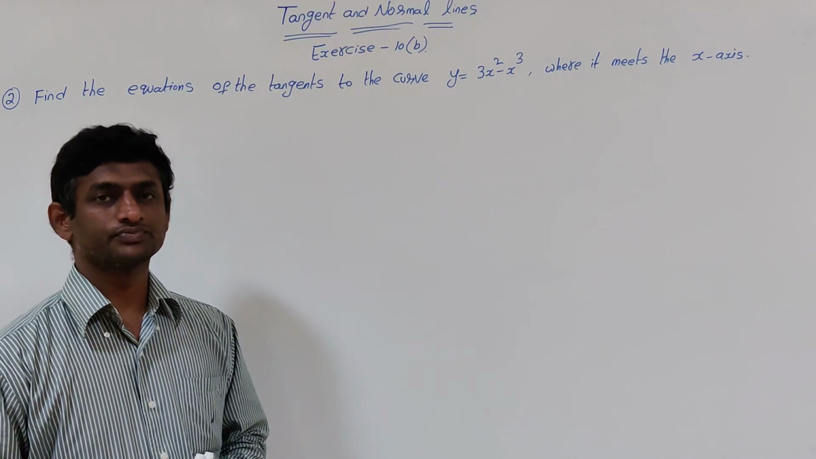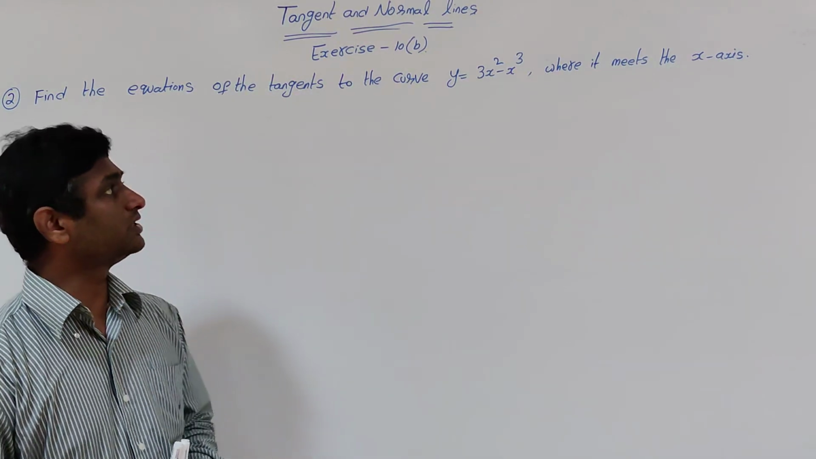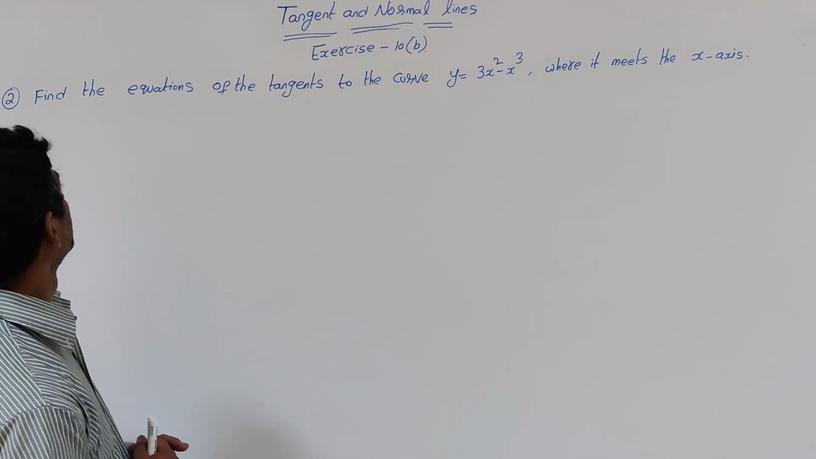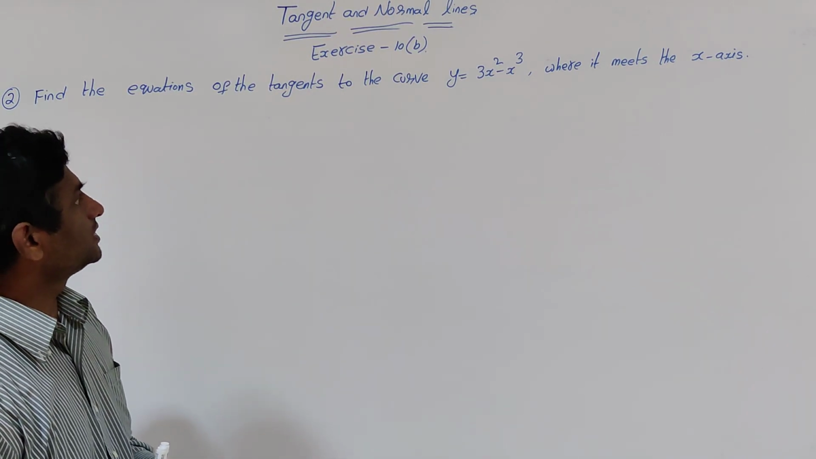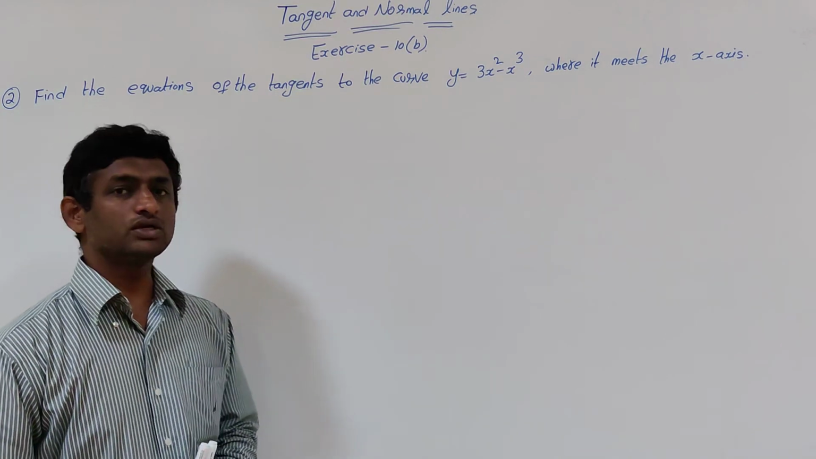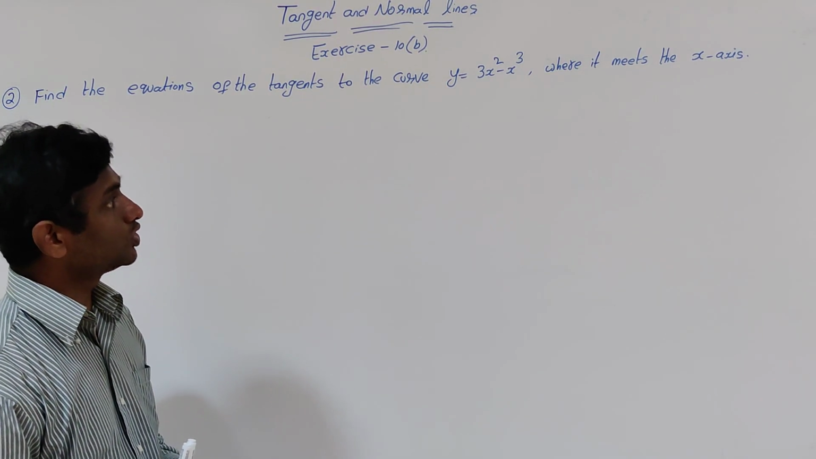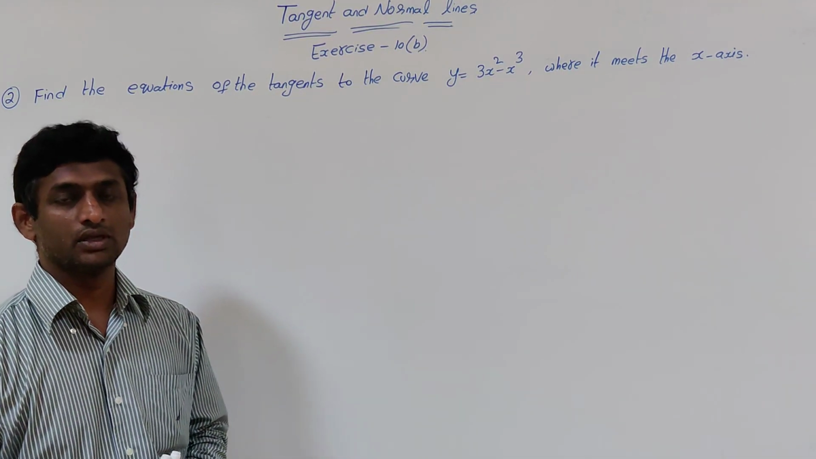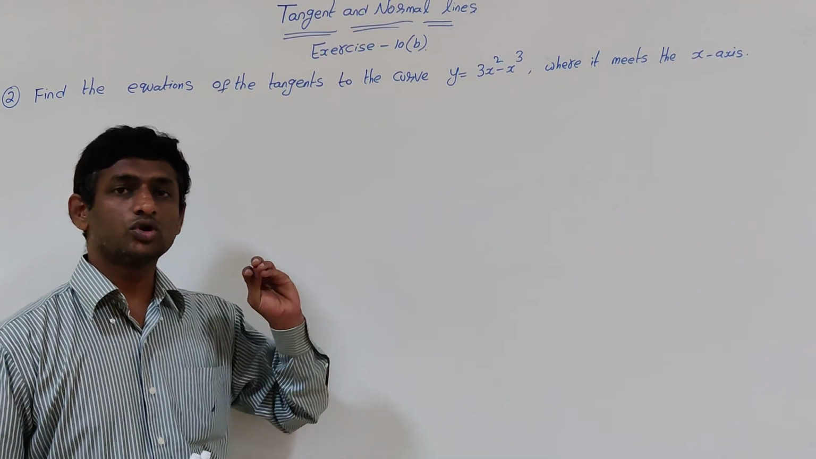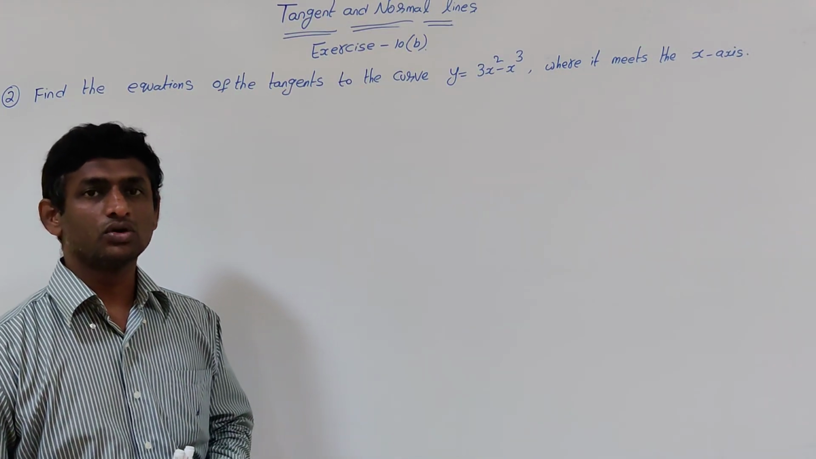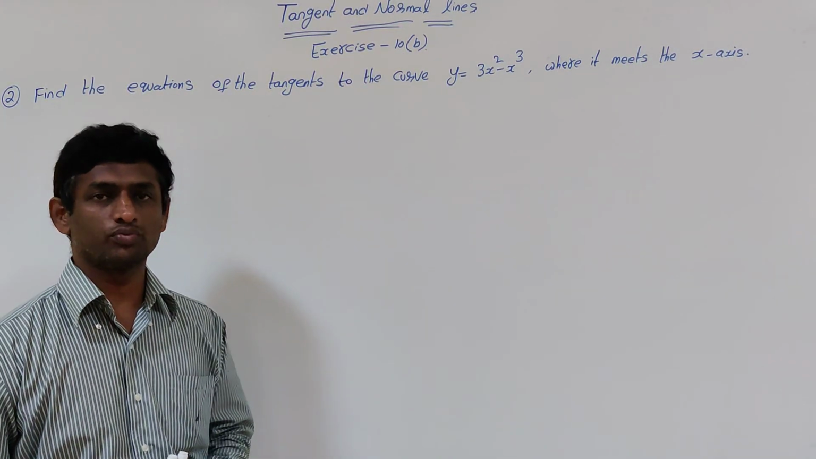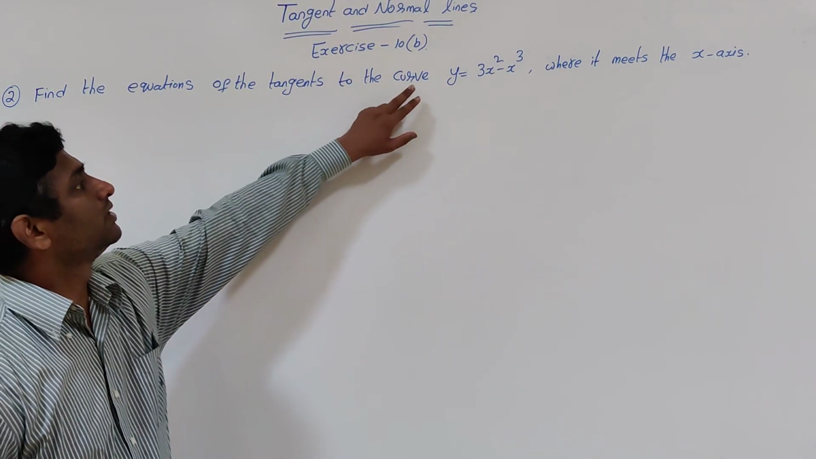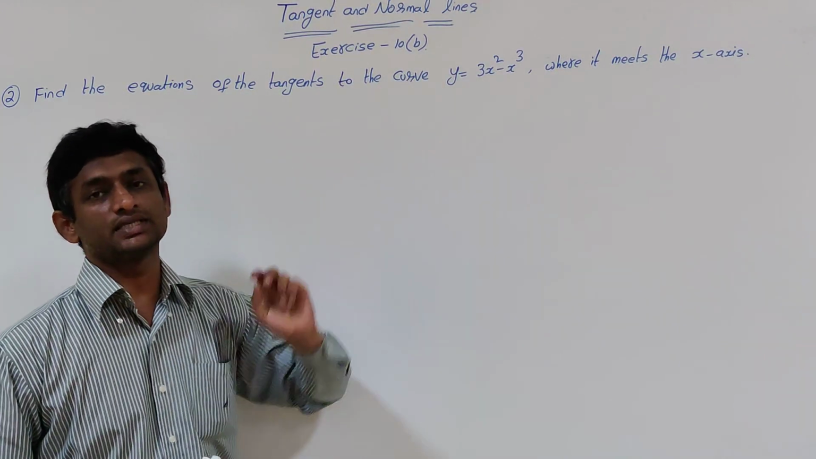The next question is again based on the slope of the tangent. Find the equations of the tangent to the curve y is equal to 3x square minus x cube, where it meets the x-axis. Means in this question he has not mentioned what the point is, nor has he given the slope. So the hint he has given is that this curve touches the x-axis.